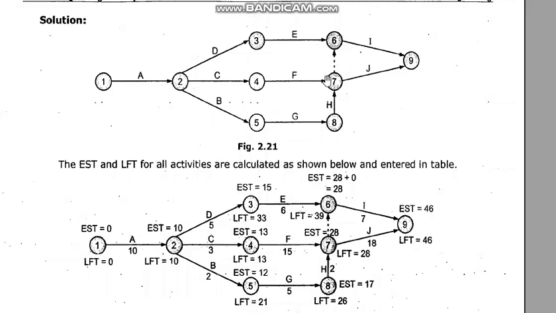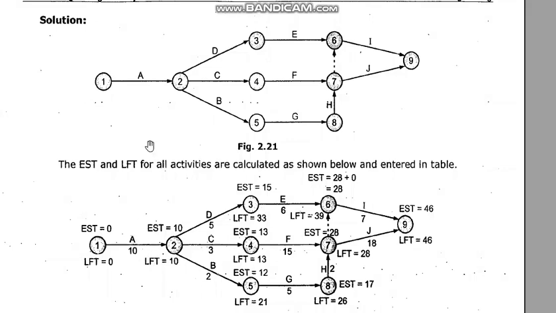It doesn't require any time, and it doesn't consume any resources. As per the network rules, every network should start with one node or one event and end with one node. There should not be branches. You see, two branches are still standing at the end. It should not be like that. Everything should start with one node and end with one node, and this is the network.